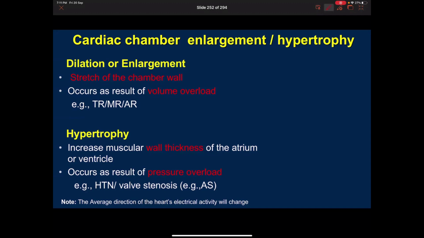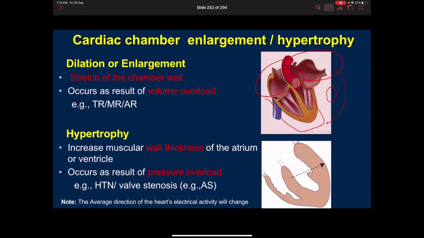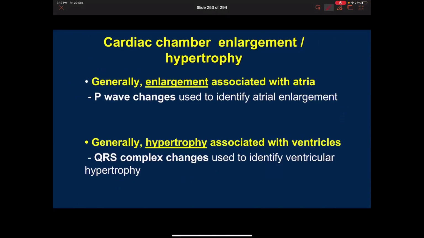Okay, last part of the lecture is atrial enlargement and ventricular hypertrophy. Now, the atrial tissue is really thin, so when there's overload, it just stretches out. But when there's pressure overload on the ventricles, they become hypertrophied, very thick. And we can see these changes on the ECG. So this is the point of the lecture: we can see atrial enlargement and ventricular hypertrophy.